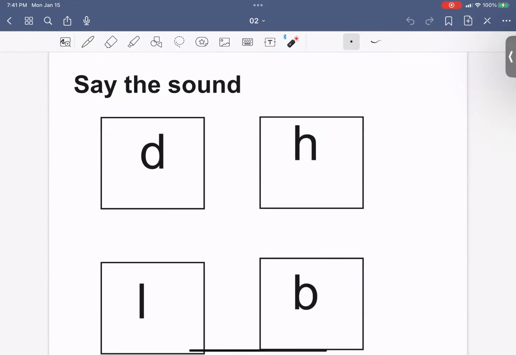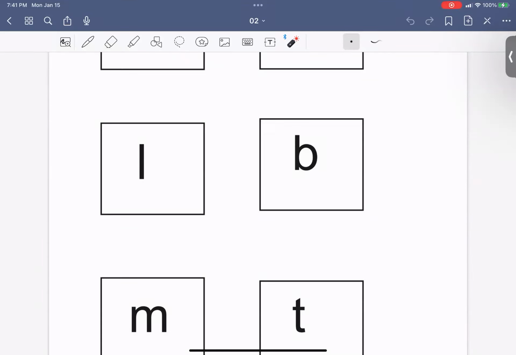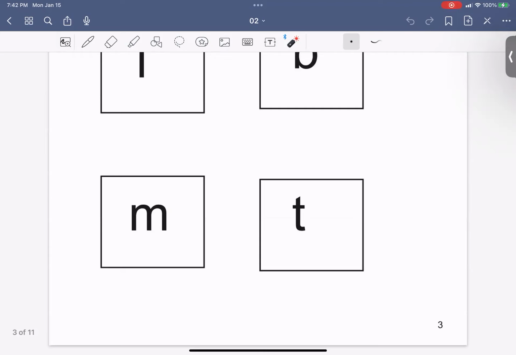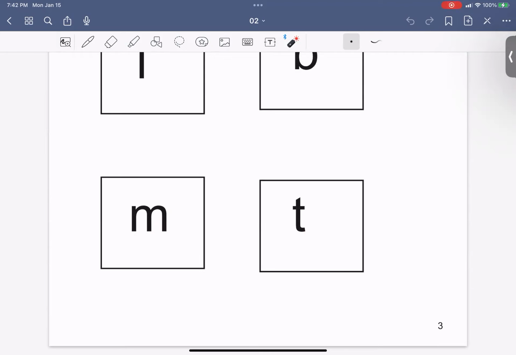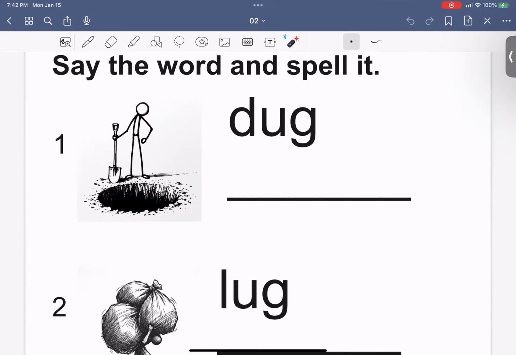Say the sound. D, d, huh, huh. Oh, oh, b, b, mm, mm, t, t. Say the word and spell it.